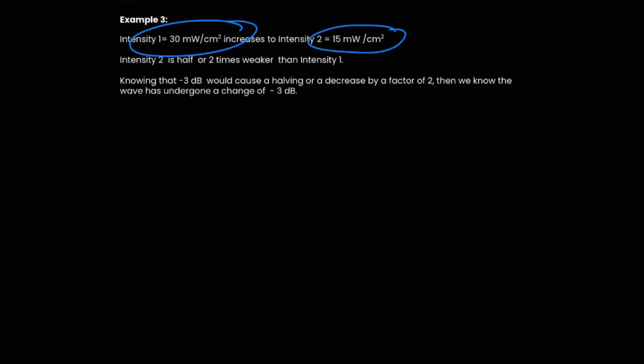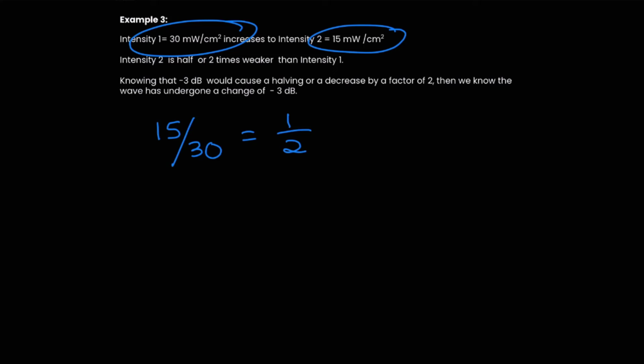Example 3 starts with an intensity of 30 milliwatts per centimeter squared and is going to decrease to 15 milliwatts per centimeter squared. Now we are interested in by what factor intensity 1 has decreased by, and we know that decreasing in intensity means a decrease in the decibels. Let's first figure out the factor by which intensity 1 decreased by. Again, we will take intensity 2 and divide it by 30. 15 divided by 30 is going to be a decrease by a factor of 2, or half as strong.